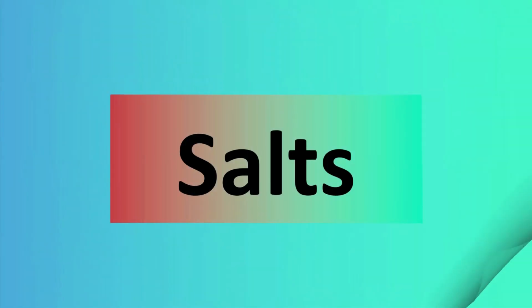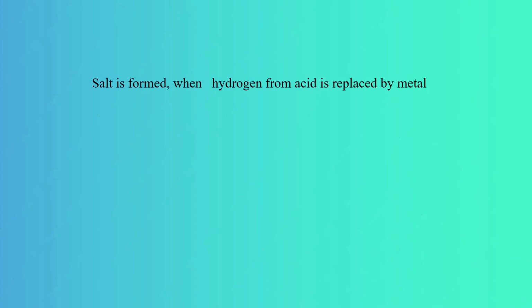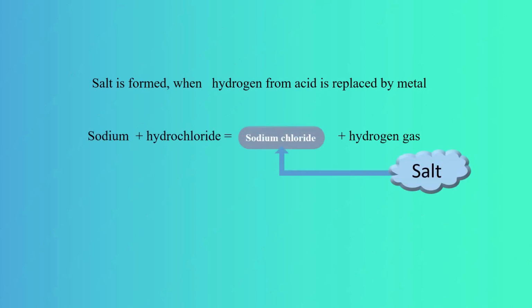Salts. Salt is formed when hydrogen from an acid is replaced by metal. Sodium plus hydrochloric acid gives sodium chloride salt plus hydrogen gas.